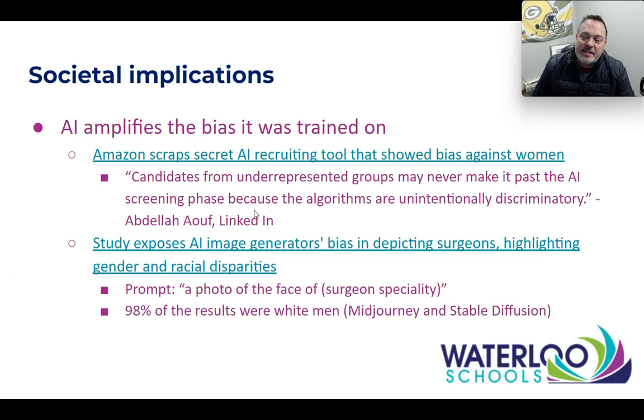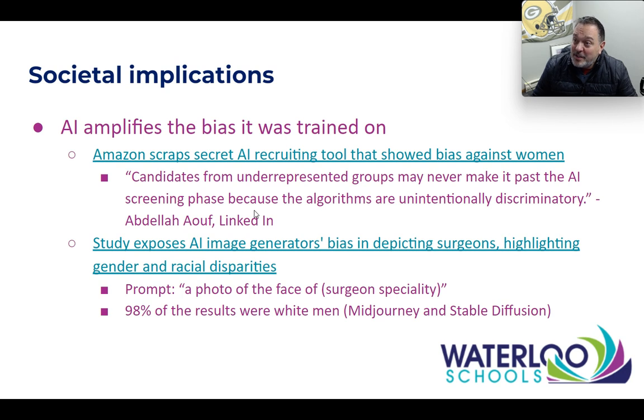Here's an interesting thing that a lot of people don't consider. AI amplifies the bias it was trained on, which makes sense. It's just learning from all this information, but if there are biases baked into that... The article linked here is that Amazon scraps a secret AI recruiting tool that showed bias against women in hiring. I'll let you look at that.